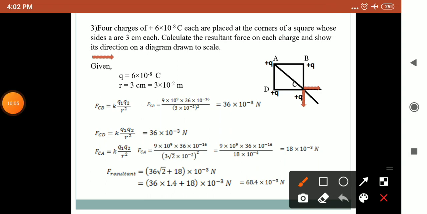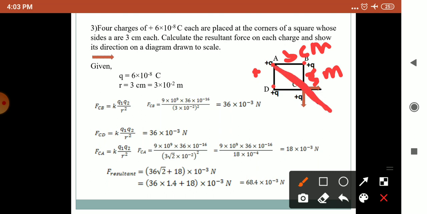Now here there is a square, and on each corner, suppose A, B, C, D, we have placed the same charges, that is positively charged Q, Q, Q, Q, and all are apart from each other by 3 centimeter. So this will give 3 centimeter, 3 centimeter. Then calculate the resultant force on each charge. Now the resultant force will be across this one, that is at the diagonal side.